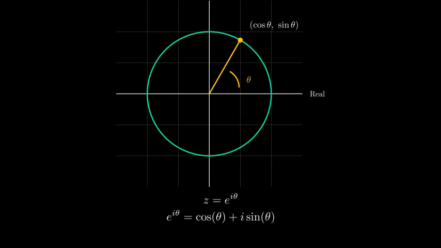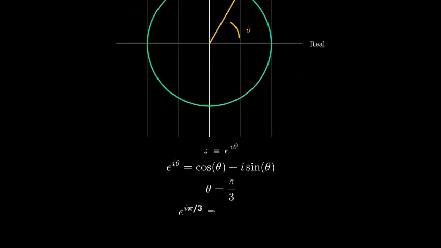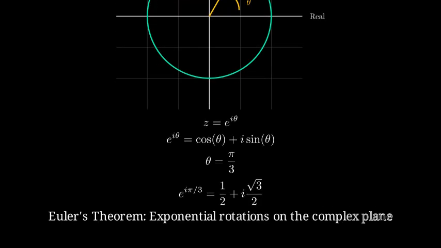Let's do a quick example. Suppose theta is pi over 3, which is 60 degrees. The cosine of 60 degrees is 1/2, and the sine of 60 degrees is square root of 3 over 2. So e to the power of i times pi over 3 equals 1/2 plus i times square root of 3 over 2. And that's Euler's theorem for complex numbers.